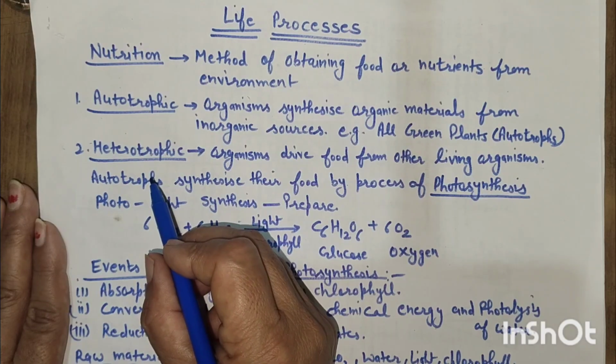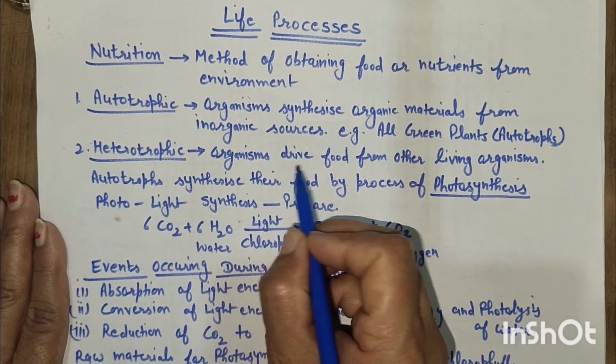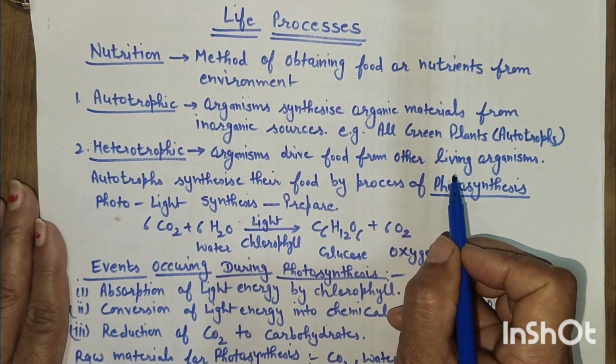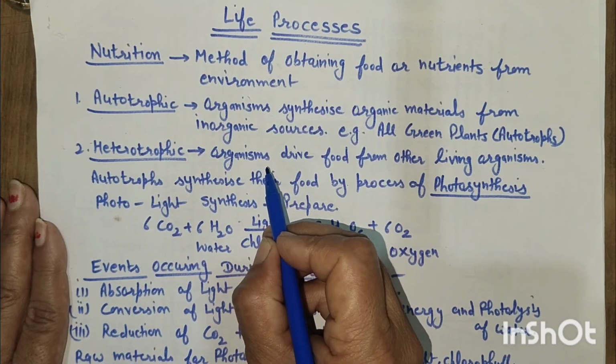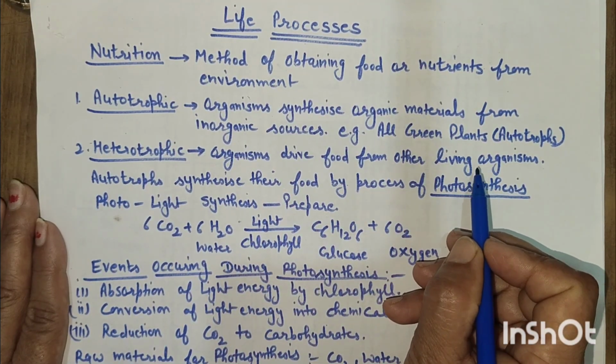Heterotrophic mode of nutrition. This is the mode of nutrition in which organisms derive food from other living organisms.